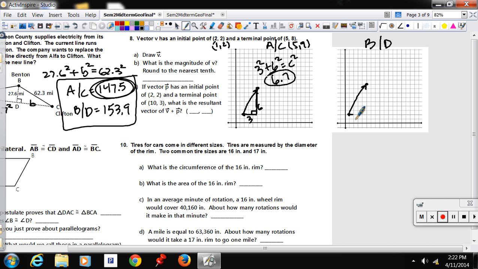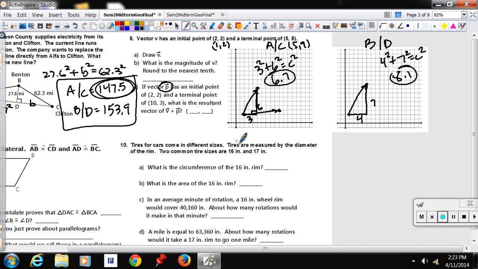This one was over 4 and up 7. So it was 4 squared plus 7 squared equals c squared. And that one you got 8.1 as your magnitude. Now your second vector, vector P, now comes into play. Vector P starts at the same place and goes to 10, 3. So 3, 4, 5, 6, 7, 8, 9, 10, and 3 right here.